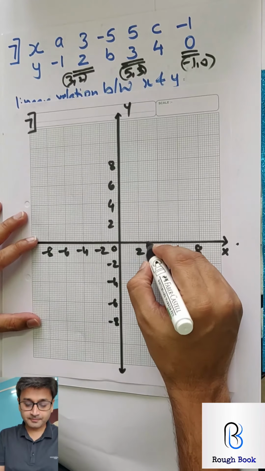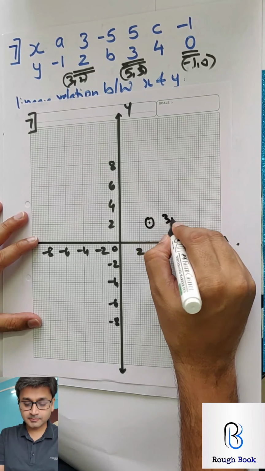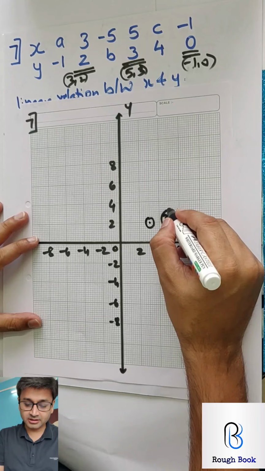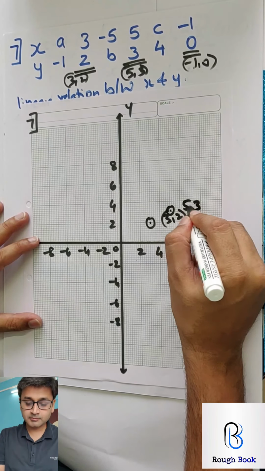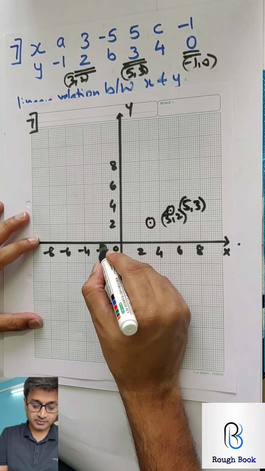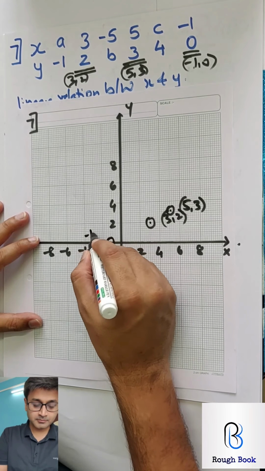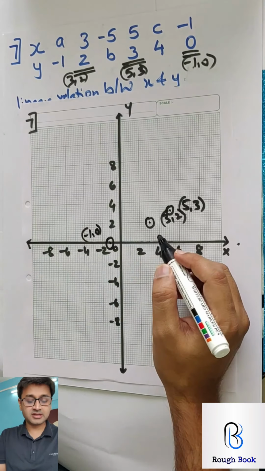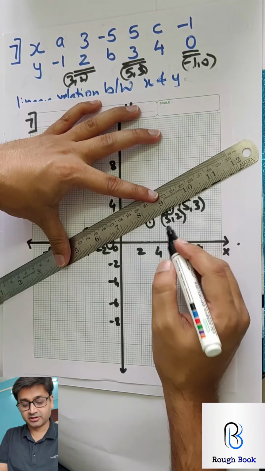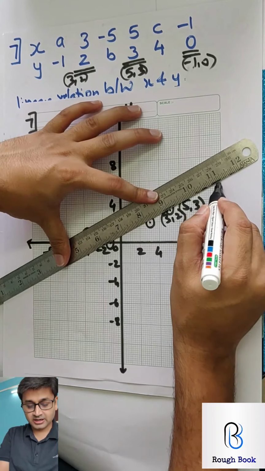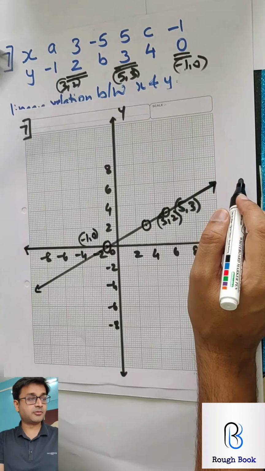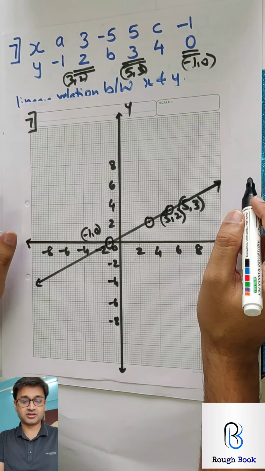So 3 by 2 is over here. 5 by 3, and minus 1 by 0. So we got the 3 points. Let's see, collinear has to be because they gave it to us unless we've plotted it wrong. So let's draw a line. So that should be my line. No equation yet because we don't have any equation as such.